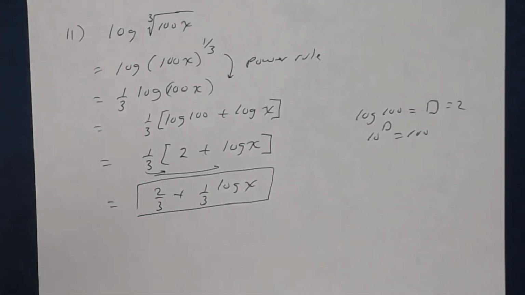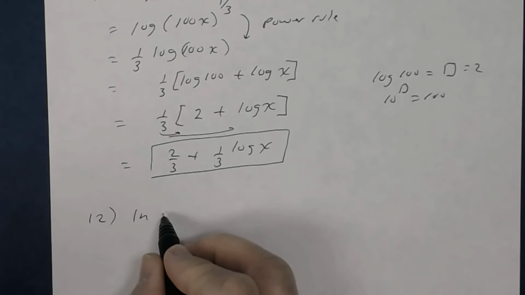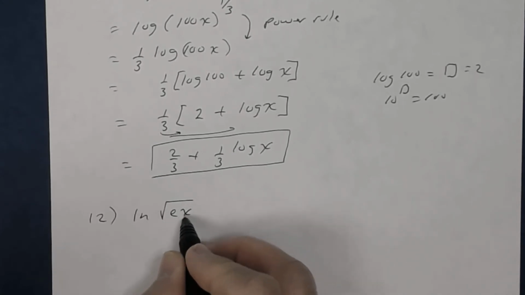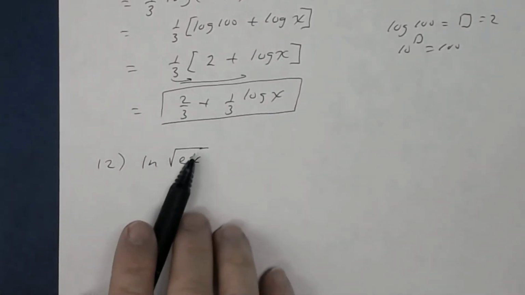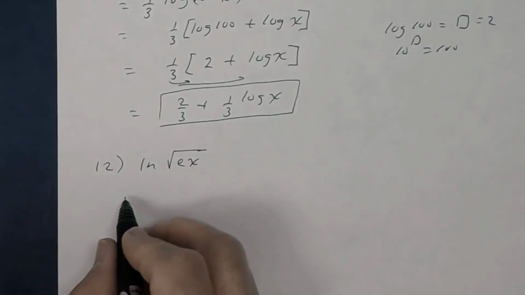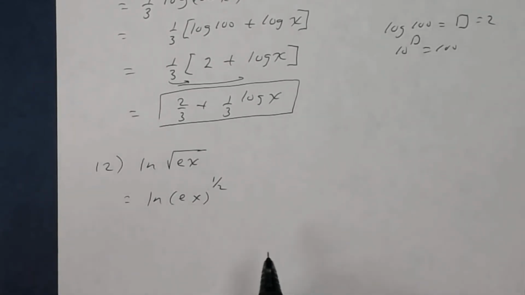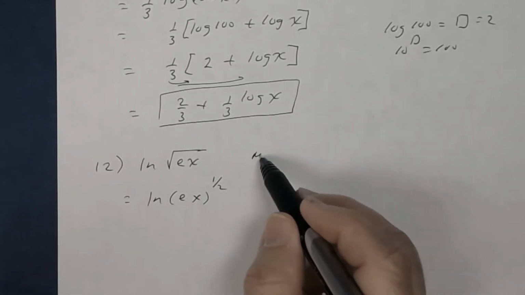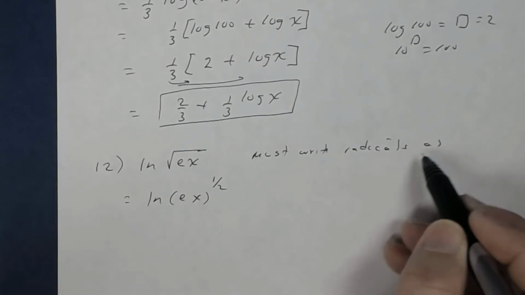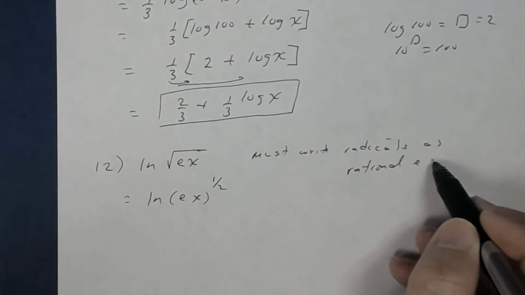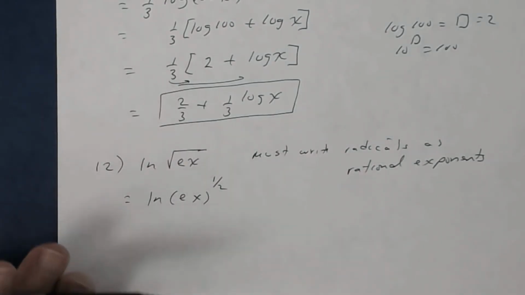Okay, number 12. Suppose we had the natural log of the square root of e times x. Again, let's rewrite the radical using a rational exponent. So that becomes the natural log of e times x in parentheses raised to the 1/2 power. All right. So remember, you must write radicals as rational exponents. Make sure you go back and look at every problem we've done with radicals. You need to look at what we've done.